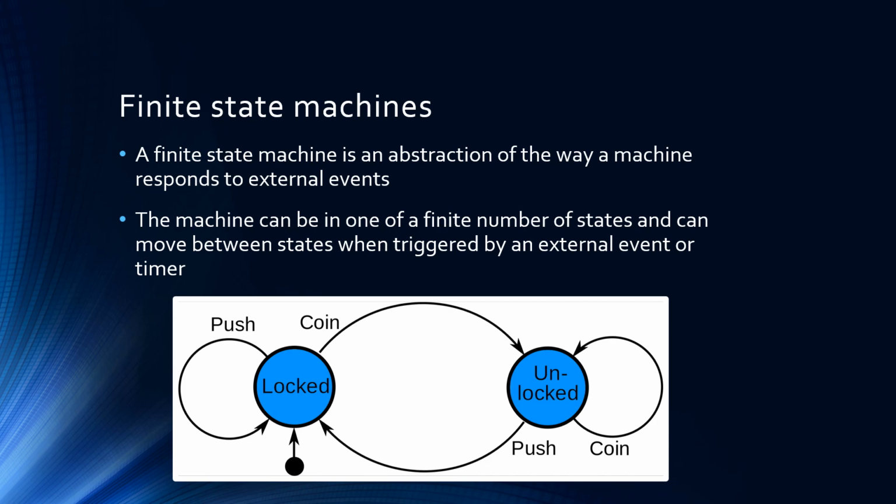This is a diagrammatic representation of a coin-operated turnstile as a finite state machine. To start with, the turnstile is locked. If you push on it, it remains locked. If you insert a coin, it becomes unlocked. If you inserted another coin when it's already unlocked, it would have no effect, it would remain unlocked. Once someone pushes on it and goes through the gate, it returns to the locked position.